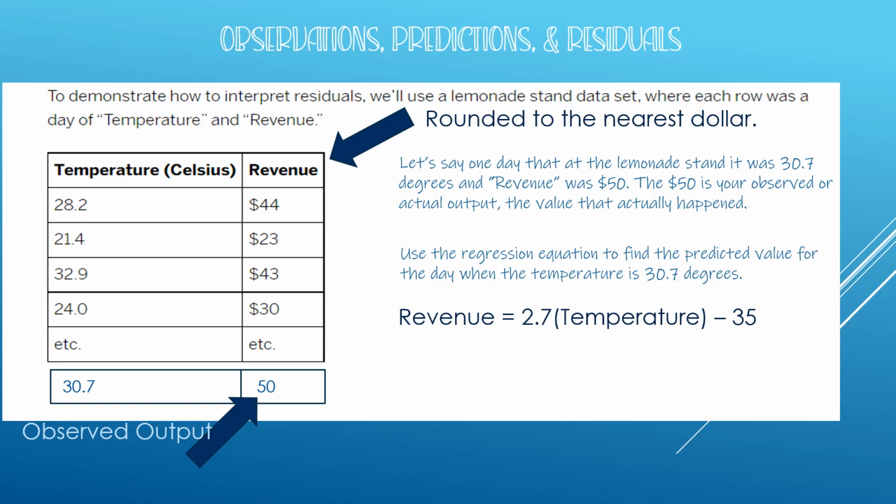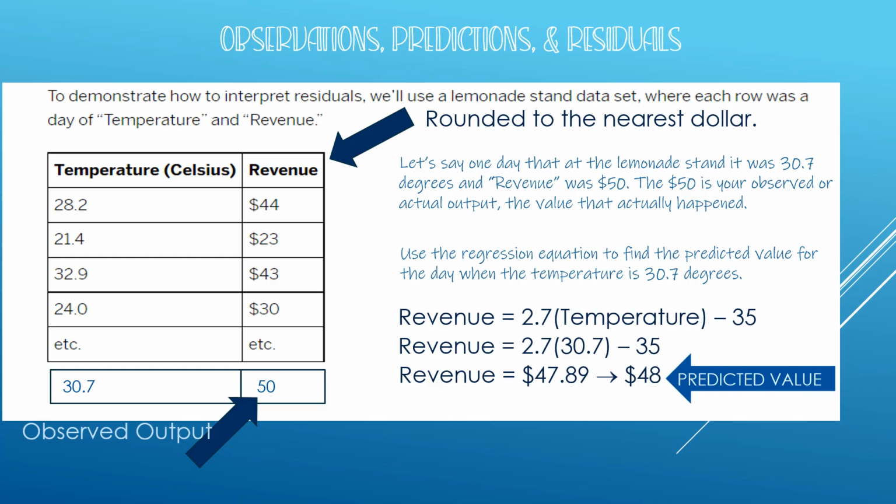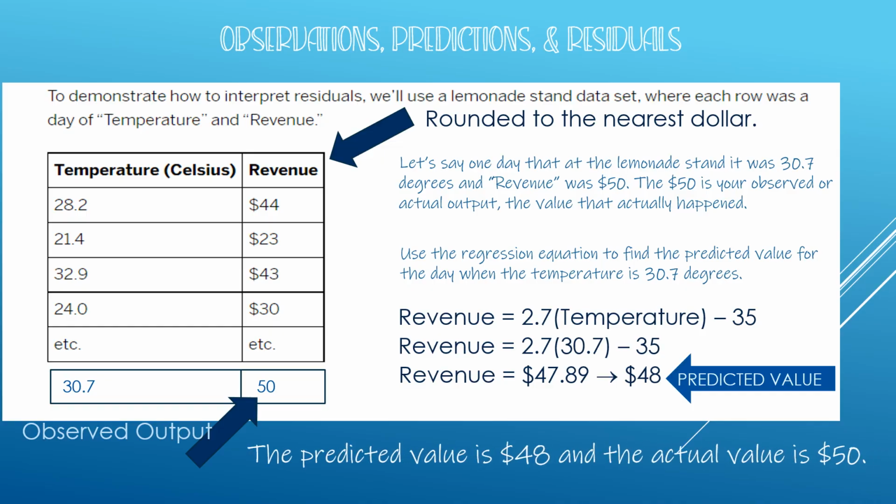So here's that equation again. Revenue is equal to 2.7 times the temperature in Celsius minus 35. And we are going to plug in the temperature of 30.7. When we calculate, all the values in the table are rounded to the nearest dollar, so we need to round to the nearest dollar, which is $48. That was the predicted value based on our linear regression equation. So the predicted value is 48, but the actual value is $50.